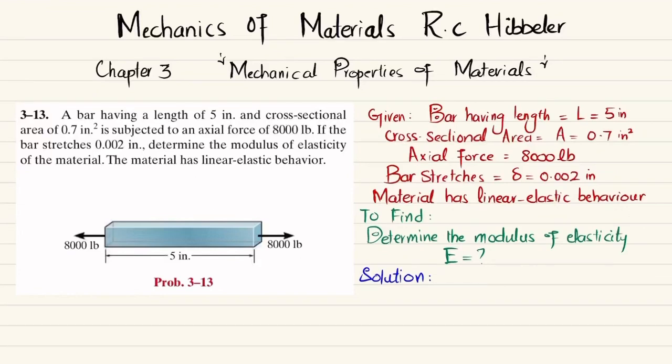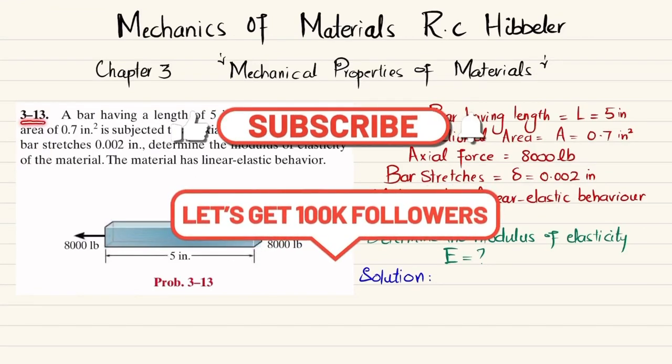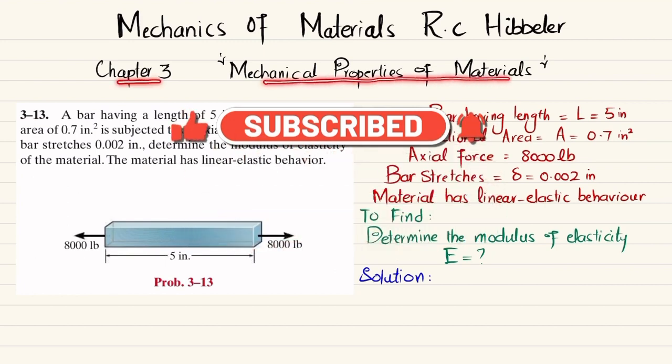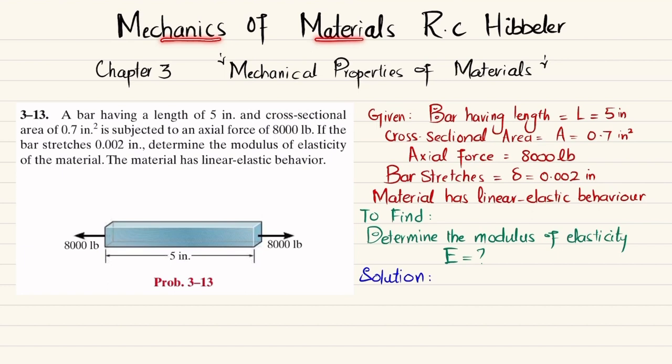Welcome back. In this video, we are going to solve problem 3-13 that is taken from chapter number 3, Mechanical Properties of Material. And the book name is Mechanics of Material by R.C. Hibbeler.